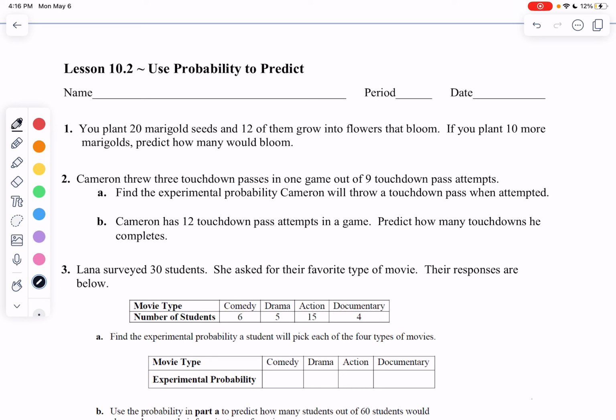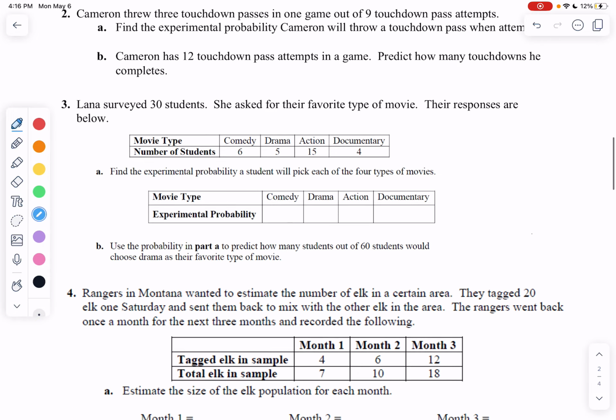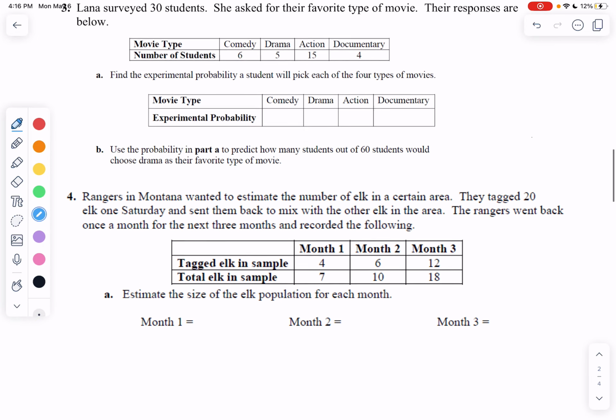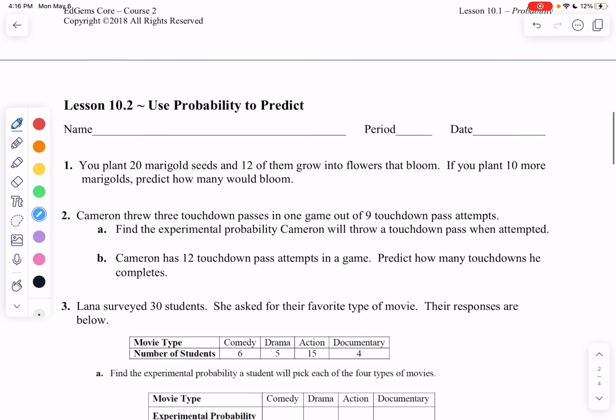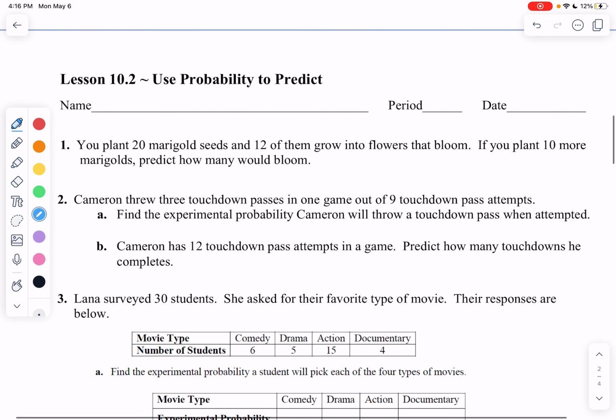Number 1, you plant 20 marigold seeds and 12 of them grow into flowers that bloom. If you plant 10 more marigolds, predict how many would bloom. Okay, so this is going to be a way for us to talk about compound probability. So let me show you what I mean. It says I planted 20 seeds and 12 of them bloomed. And I want to know how many will bloom. So that's what I want.